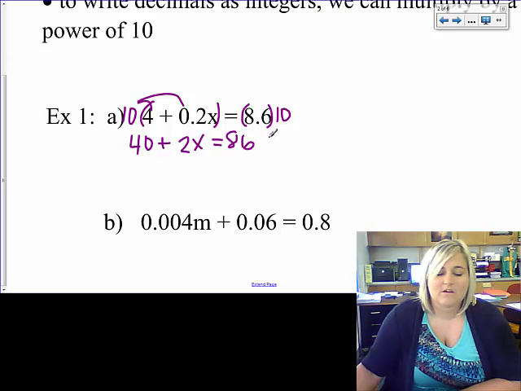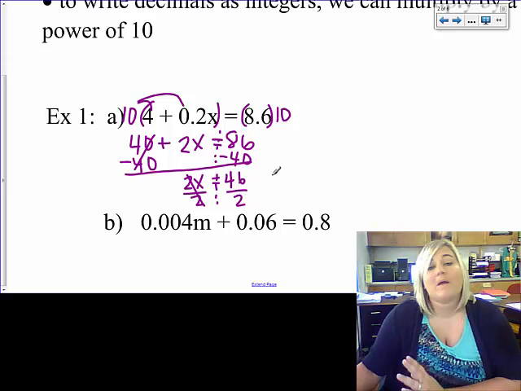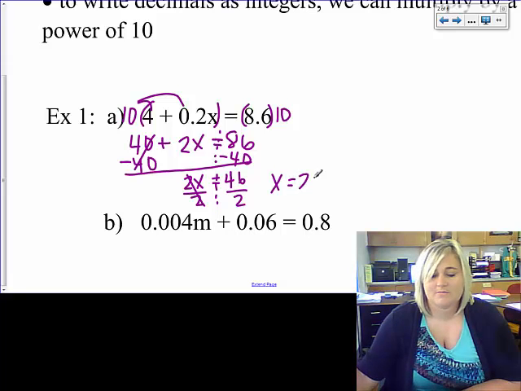And we're going to solve this the same way that we normally would. I'm looking at the side that has the variable, which is the left hand side. And the farthest thing away is 40. It's positive, so I'm going to subtract 40. What I do to one side, I must always do to the other. Cancels. So I have 2x equals 46. And to get x by itself, I must divide by 2. What I do to one side, I must do to the other side. So I'm left with x equals 23.